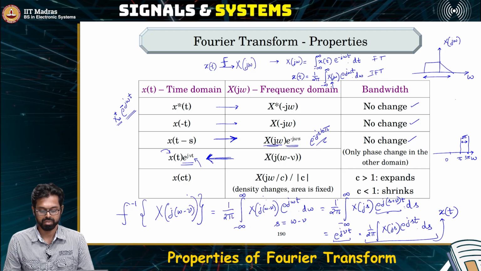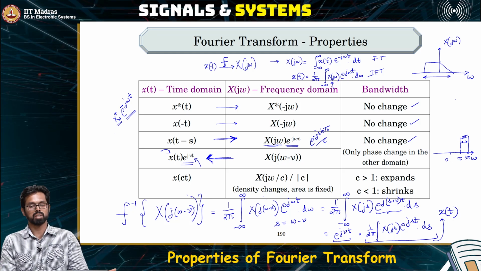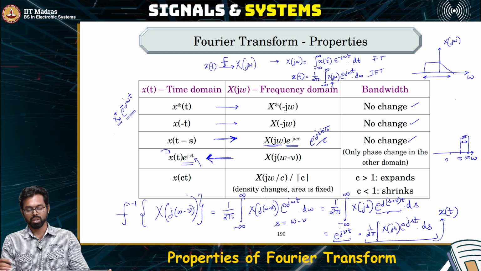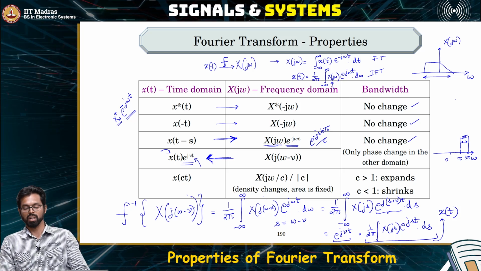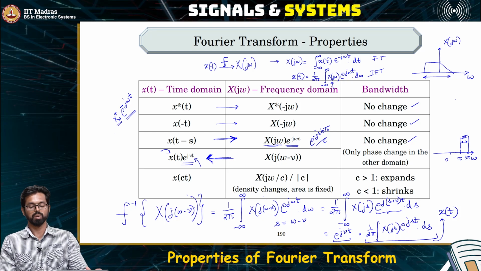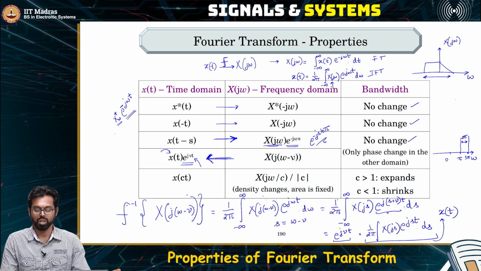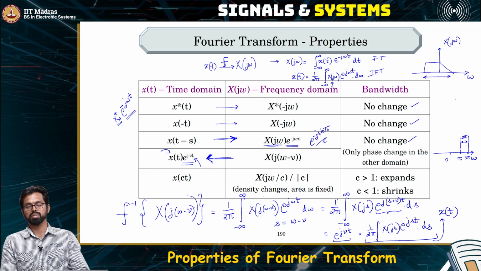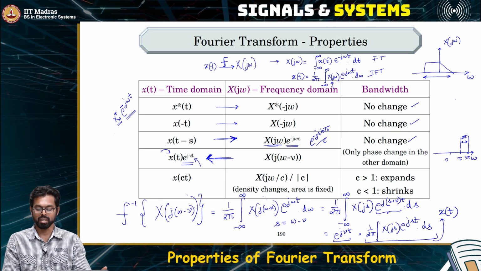Now what if we just scale in time? We saw that all these operations so far do not change the bandwidth at all. They result at best only in a frequency reversal or just a shift of frequency or only a phase change in frequency. The bandwidth does not change as such. But what if we scale the signal in time? We saw this earlier, right?